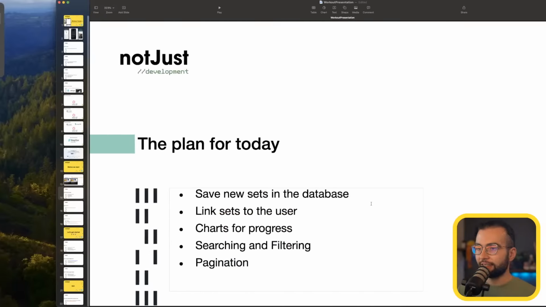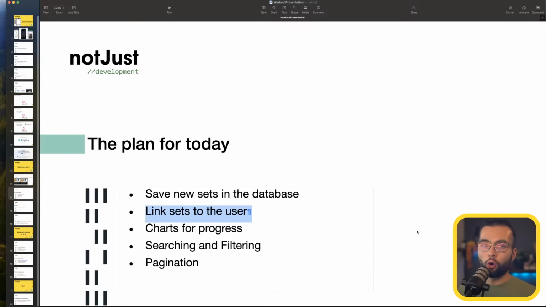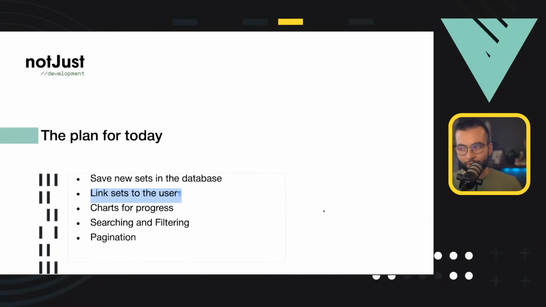So that means that our second goal for today is finished. We have linked sets to a specific user. We still have 3 goals for today. I want to implement charts for progress. I want to implement searching and filtering and pagination.